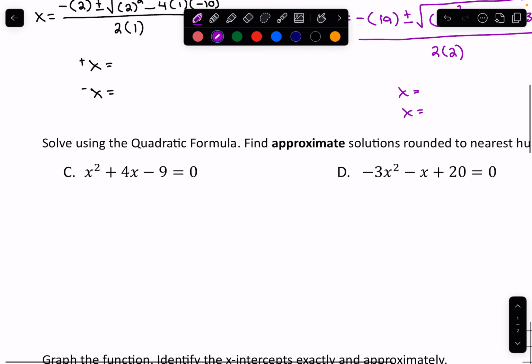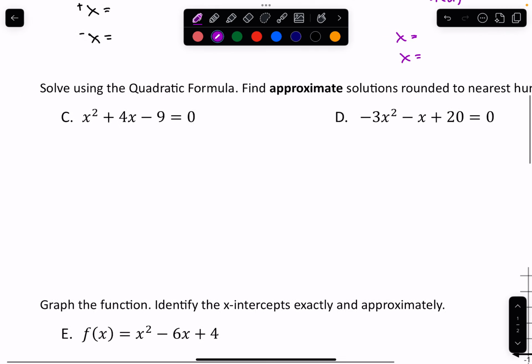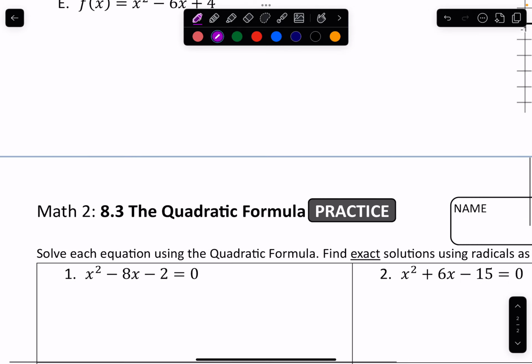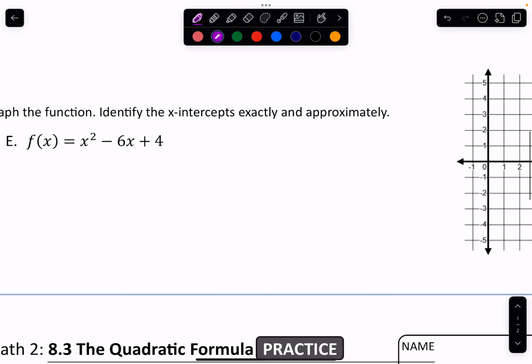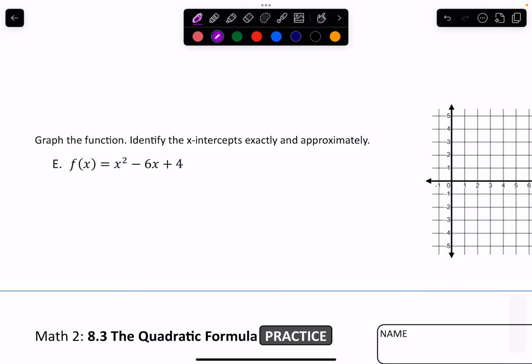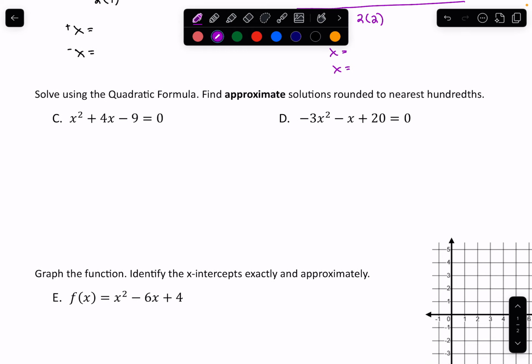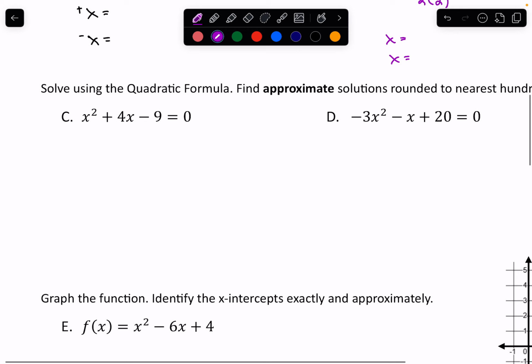All right, let's set up two more. And then it wants us to graph, but we'll come back to that one in a minute, because I don't know if I want to make you sit through me typing it in the calculator. It takes a long time. It's a pain to type it in.